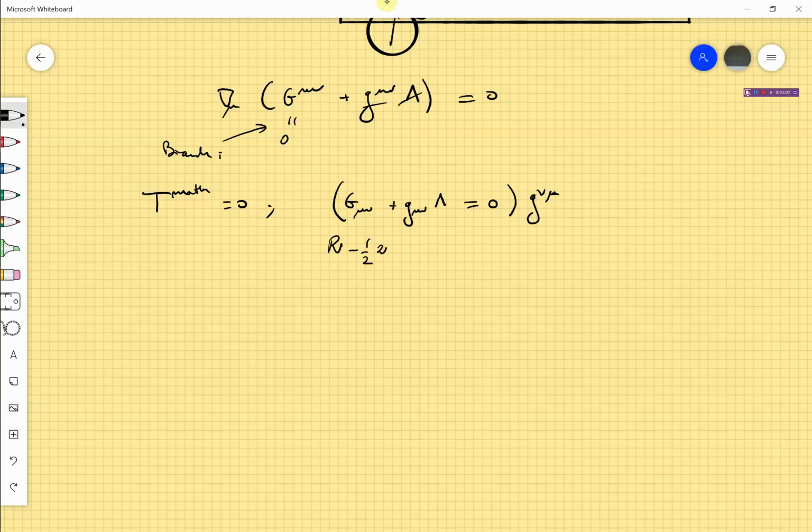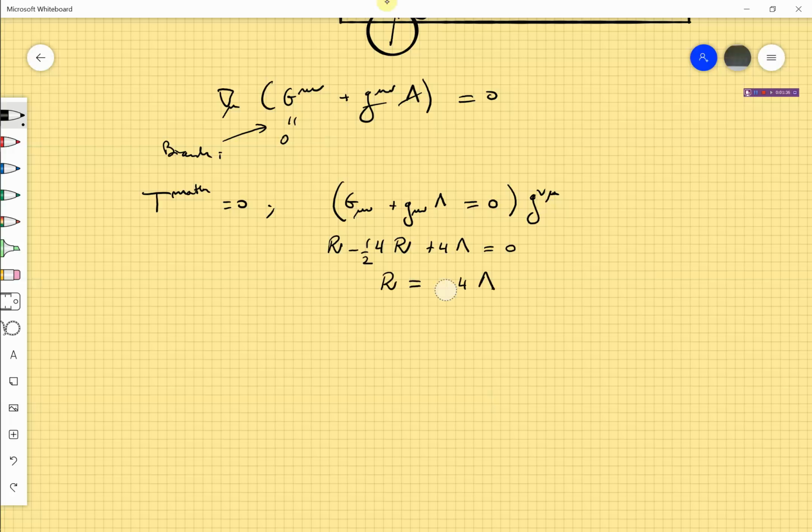This is 2, 4 in 4 dimensions. It is the trace of delta, plus 4 times lambda. This is equal to 0. So this is minus 1 R. So R is equal to minus 4 lambda.